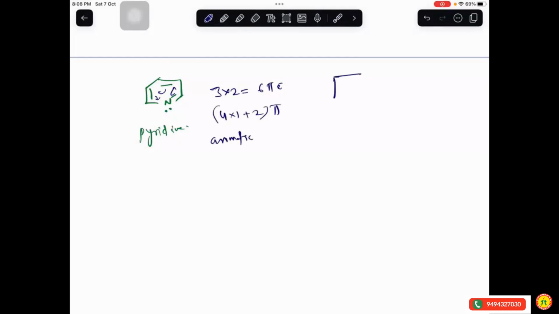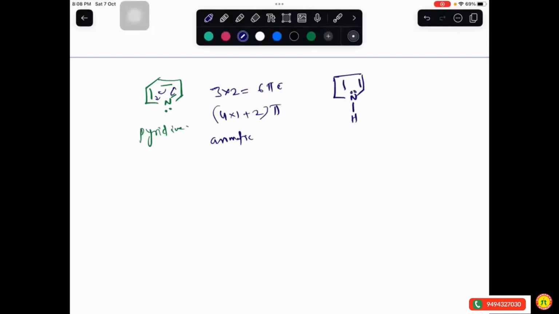Suppose this molecule you are taking like this. Observe carefully. In this one, the lone pair is not participating because a pi bond is already there. But here, to get the aromaticity, this lone pair is participating in the conjugation. See here how it is conjugated. So this is shifting and this can participate. So this lone pair is in the conjugation.